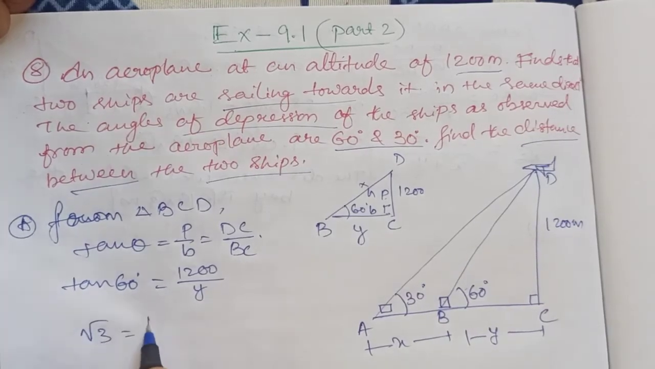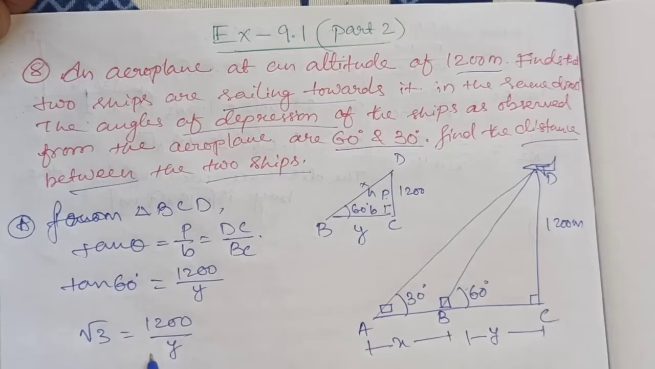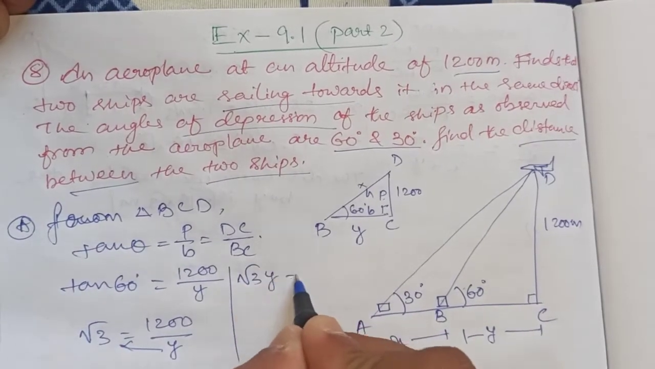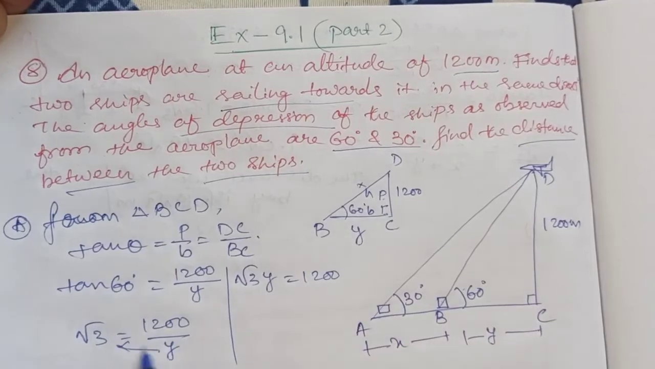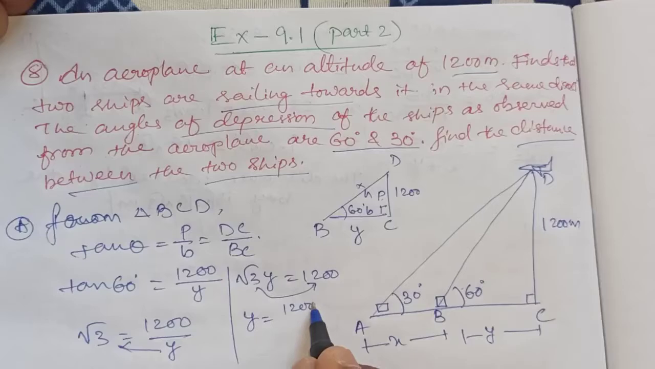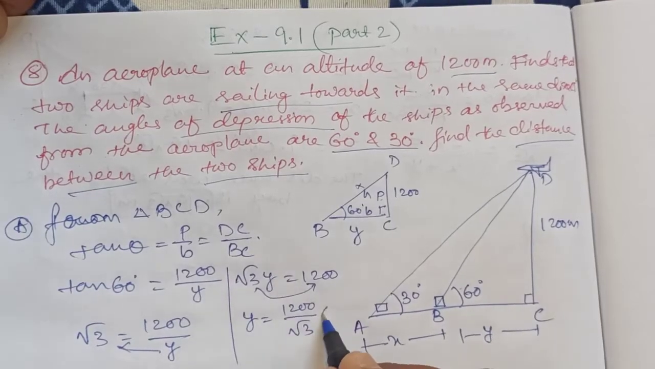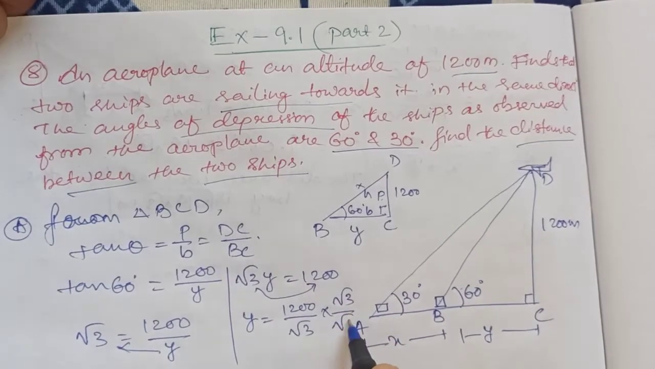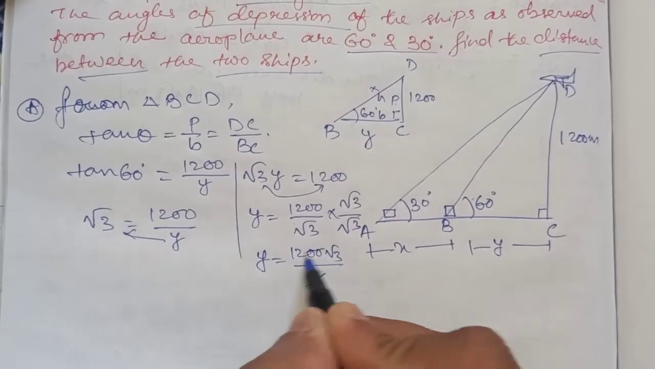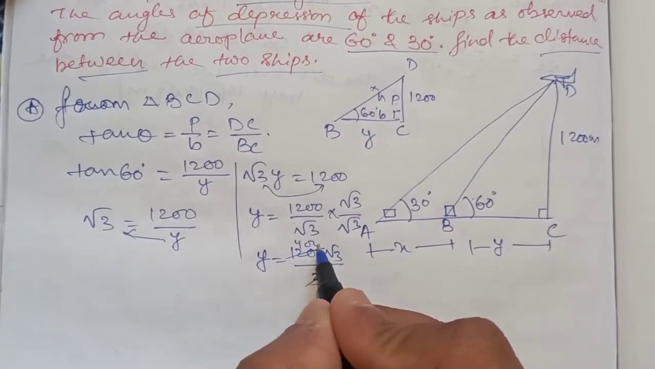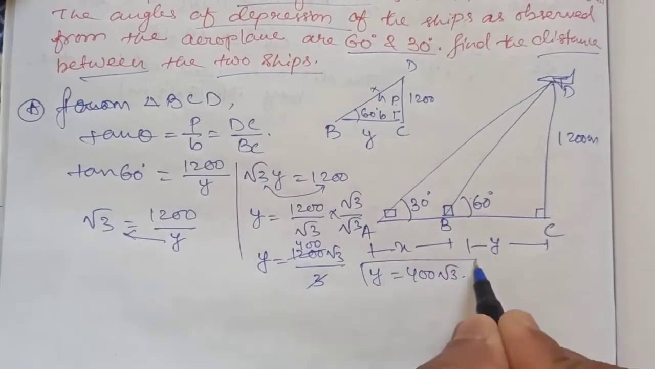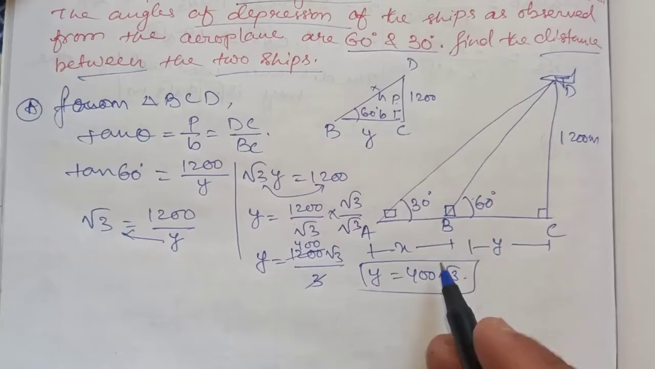Write the value of tan 60. It is root 3 equals 1200 by Y. Multiply Y here. You will get root 3 Y equals 1200. Divide by root 3 here: Y equals 1200 by root 3. Now rationalize it with root 3. Y equals 1200 root 3 by 3. Cancel 3 and 1200, you will get 400. So the value of Y we got is 400 root 3.